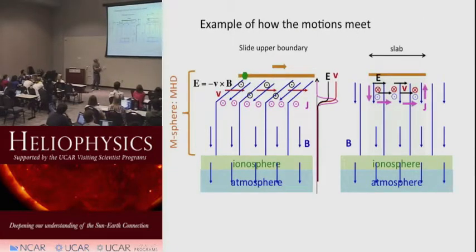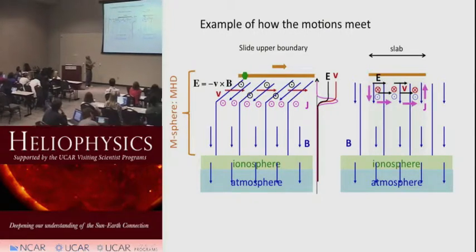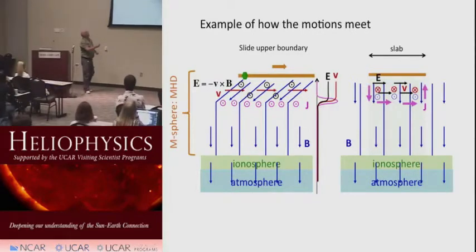This is what happens when you have a layer with some resistivity here, the ionosphere, an atmosphere that's a perfect insulator, and a solar wind that's a perfect conductor. I'm going to move the material in the solar wind to the right as sort of an upper boundary and watch these frozen-in field lines move with it. And I'm going to do this actually very impulsively. I'm going to start with straight magnetic field lines.